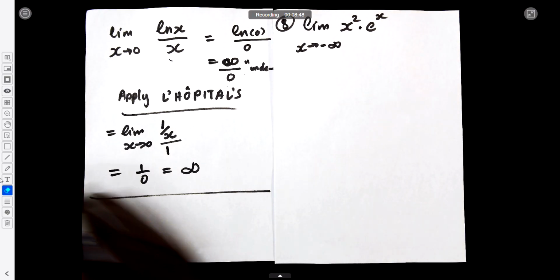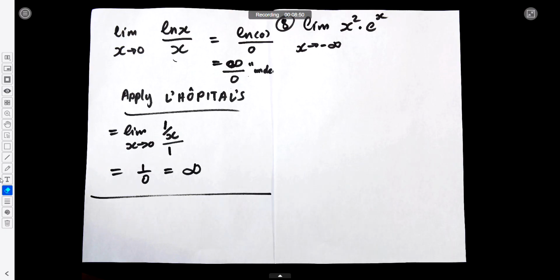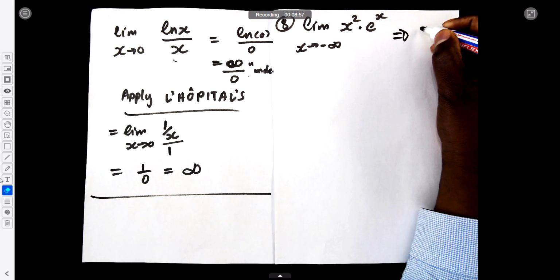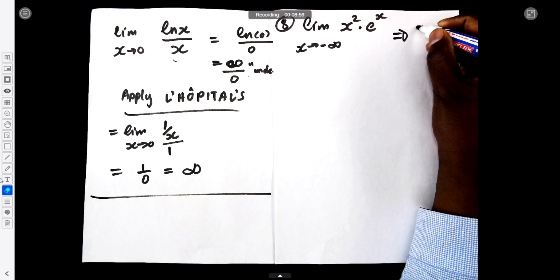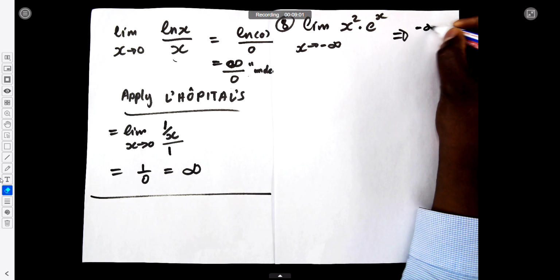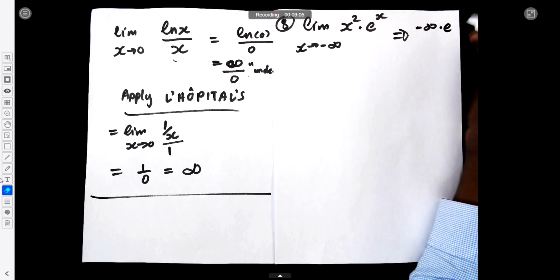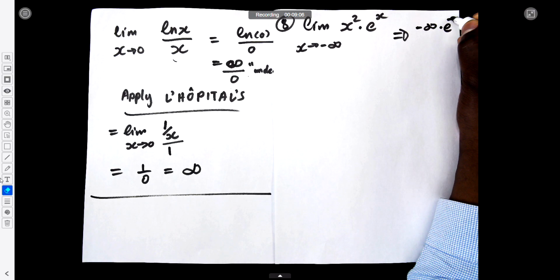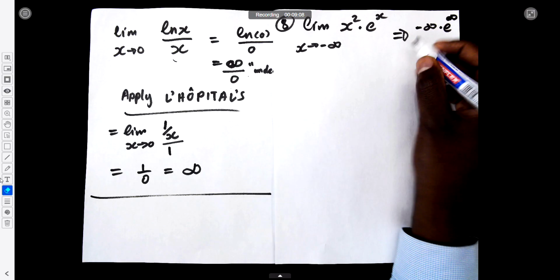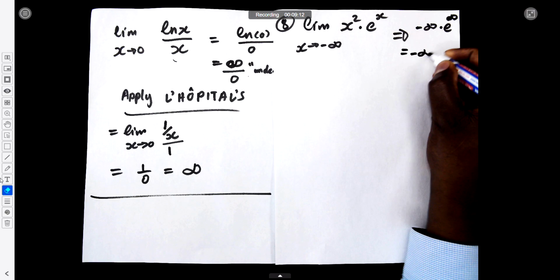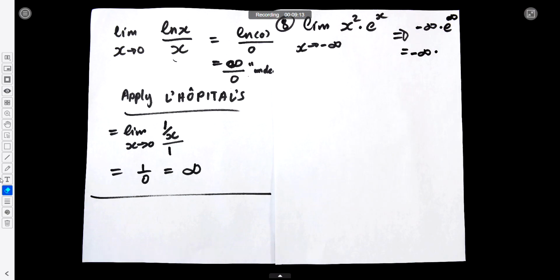So we have to look into that one. By inspection, let's try direct substitution, that's the first thing you need to do. When you substitute, we converge to negative infinity times e to the power of negative negative, which is going to be plus. So you see you have a negative divergence there, then times that.